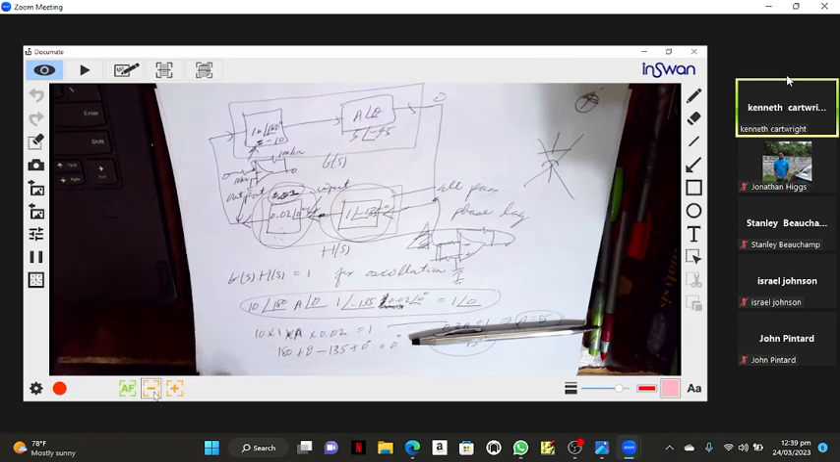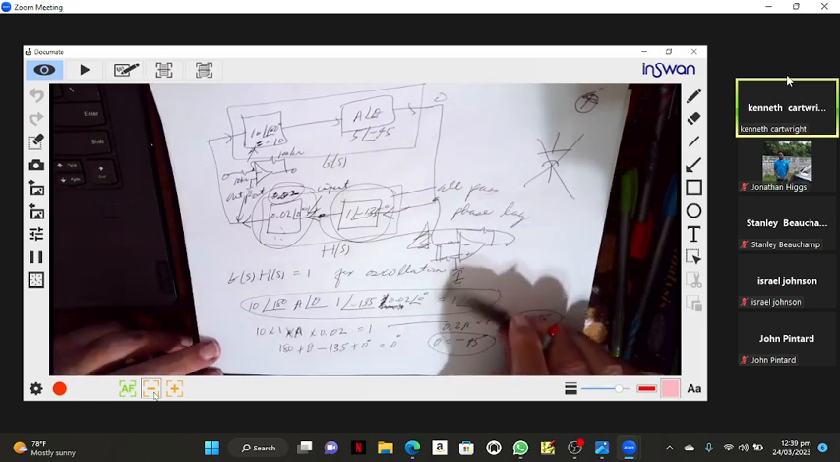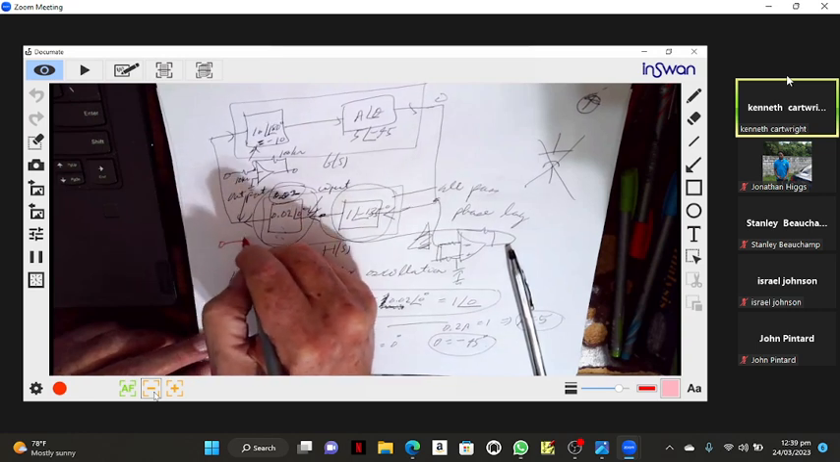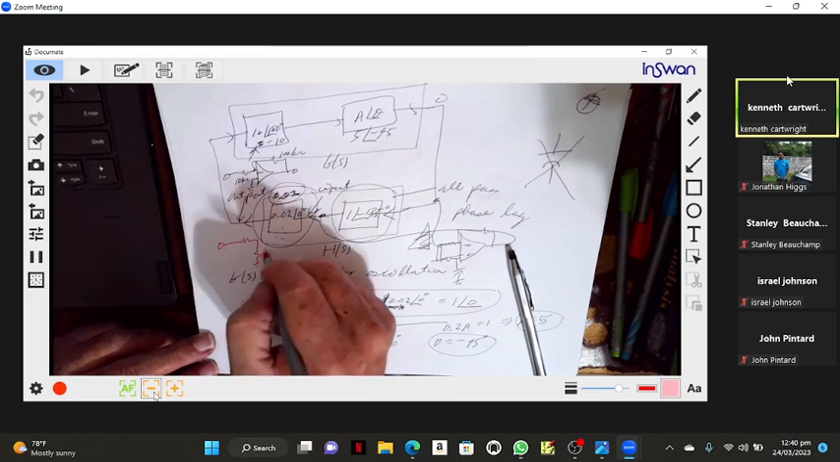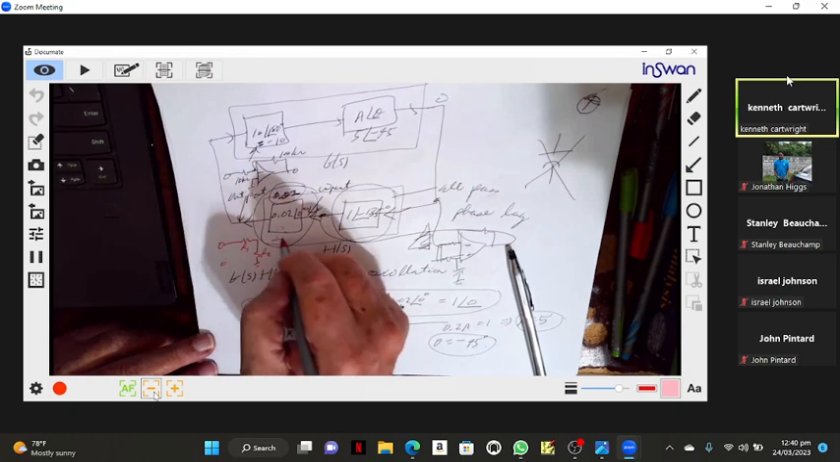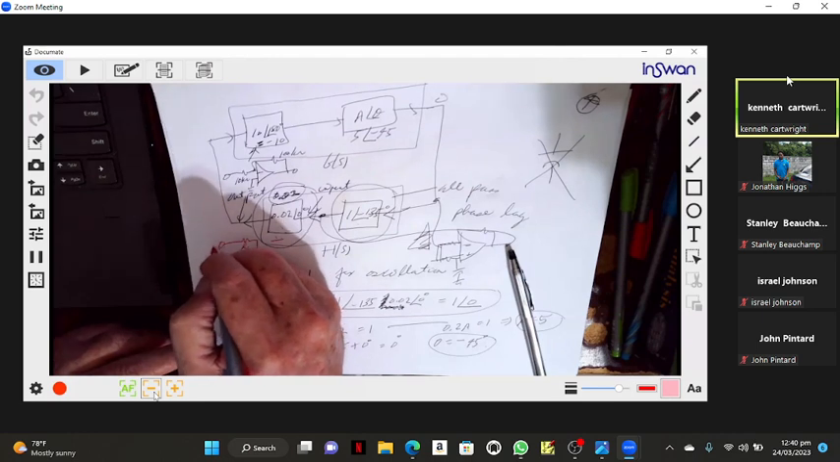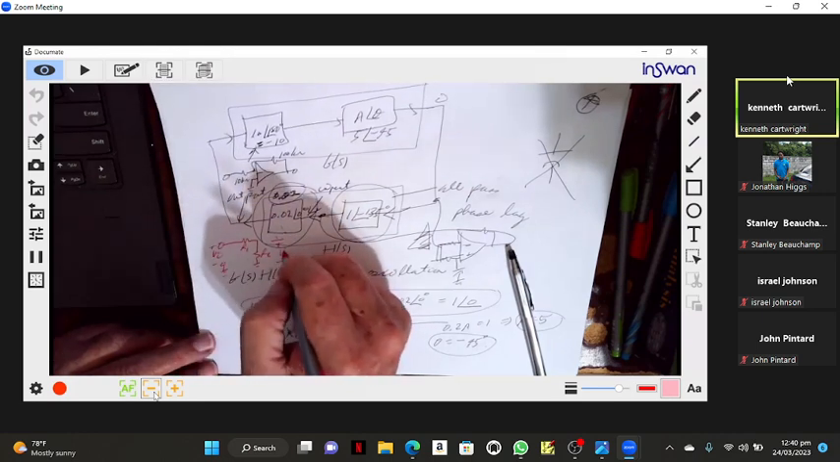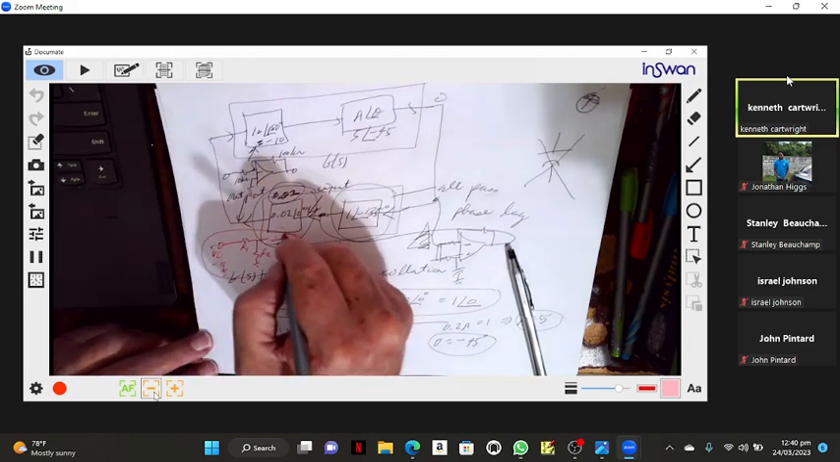Folks, what's the purpose of a voltage divider? When we create a voltage divider, what are we doing? We're making the output smaller than the input. What's the transfer function of this voltage divider?